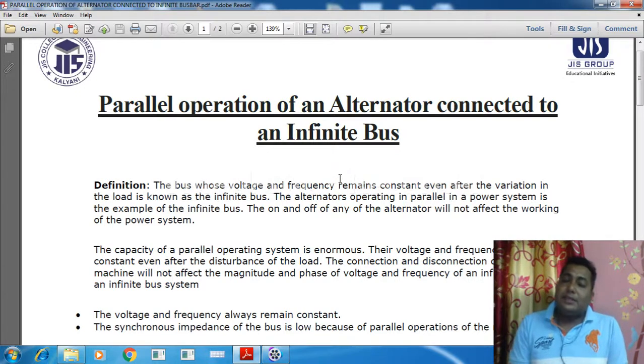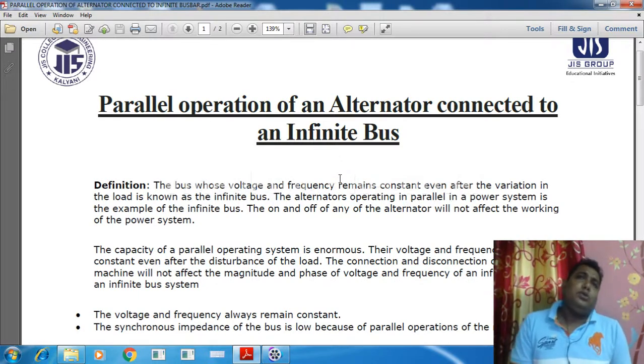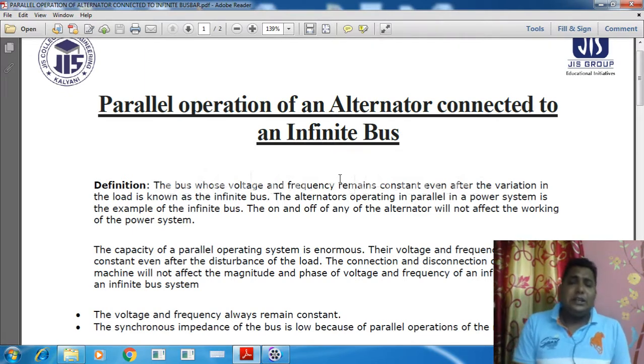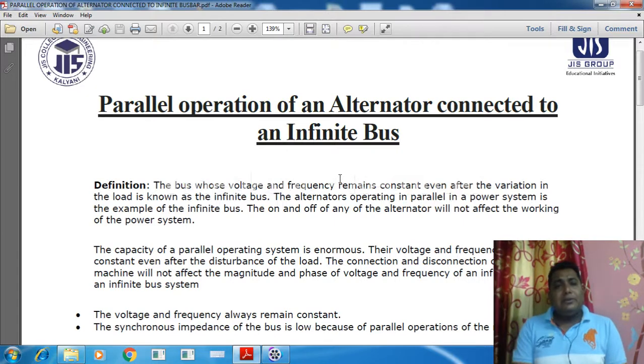Okay, number two, the synchronous impedance of the bus is very low because of the parallel operation of the machines. That is also very important. We know that when two or three alternators are connected in parallel together, the impedance is going to decrease, as those are connected in parallel. So we can say that when you are considering parallel operation of the alternator, the synchronous impedance to the bus is very low.